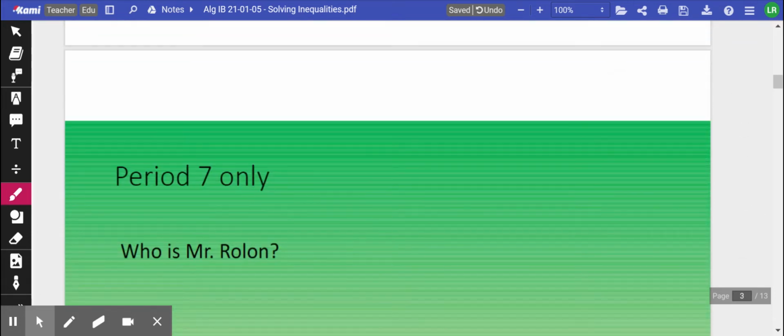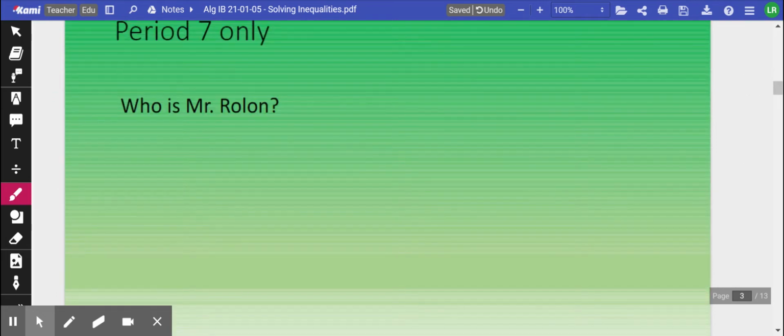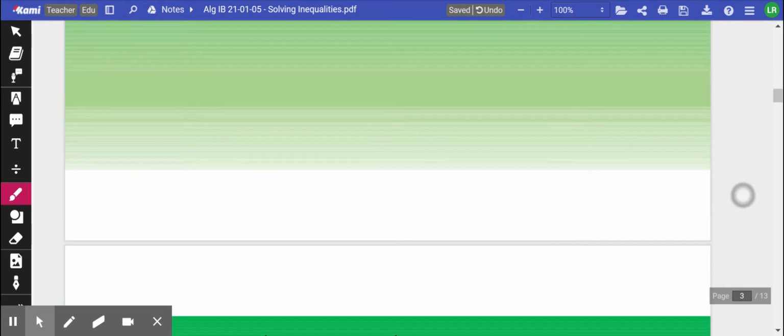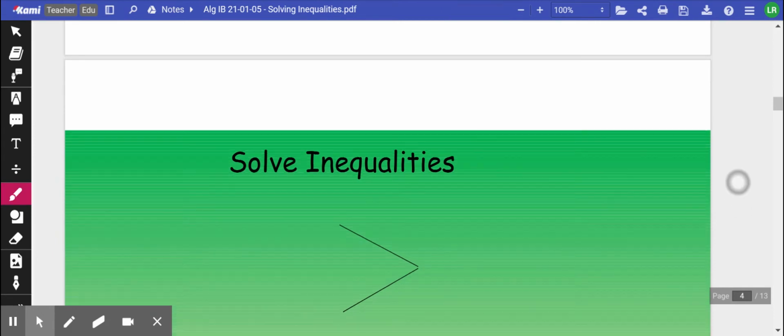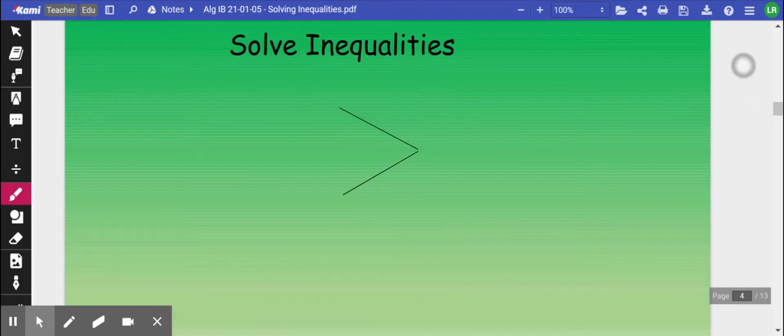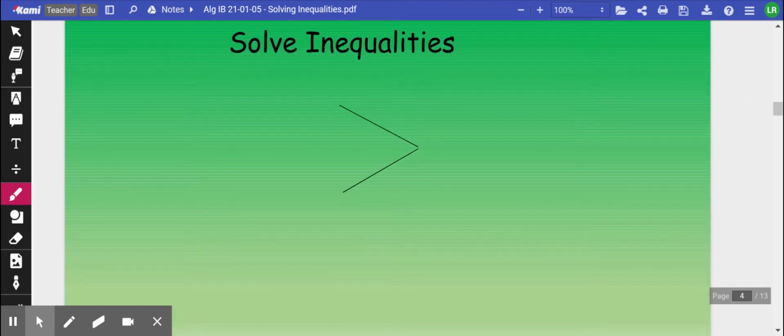I'm going to skip this part because that's for just my period 7. You do not need to write this down yet. You do not need to write this down.